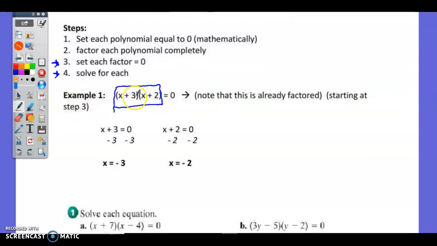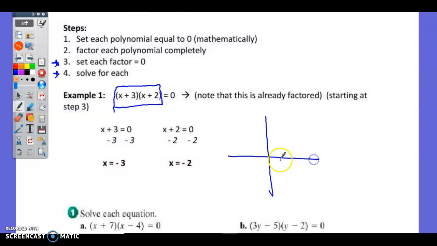Since we are already in factored form, it's very simple. All we do is set each of these two factors equal to 0. So in this case, x plus 3 and x plus 2, set each of them equal to 0, because if either of these equals 0, then the whole product is going to be 0 as well. So x plus 3 equals 0. Subtract 3 from both sides, you get x equals negative 3. And then we have x plus 2 equals 0. Subtract 2 from both sides, you get x equals negative 2. So our answers are x equals negative 3 and x equals negative 2.